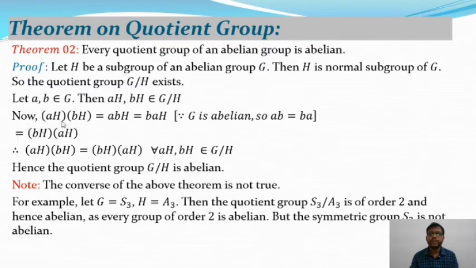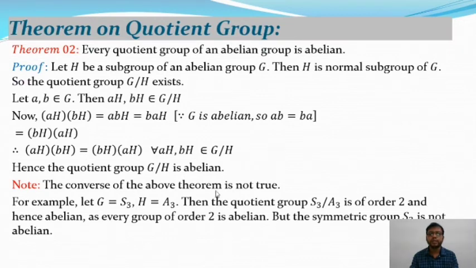So now (aH)(bH), from the definition of quotient group, equals (ab)H. And G is an abelian group, so ab equals ba for all a, b belonging to G. Therefore (ab)H can be written as (ba)H, and (ba)H, from the definition of quotient group, equals (bH)(aH). So therefore (aH)(bH) equals (bH)(aH) for all aH, bH belonging to G/H. So hence the quotient group G/H is abelian, where G is the abelian group.